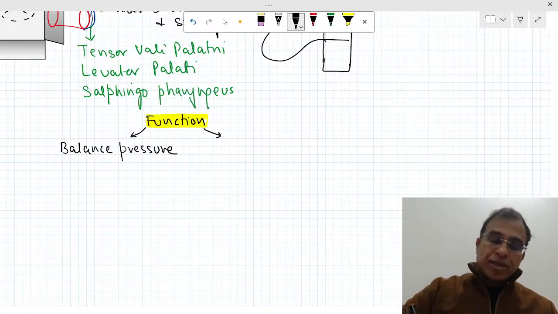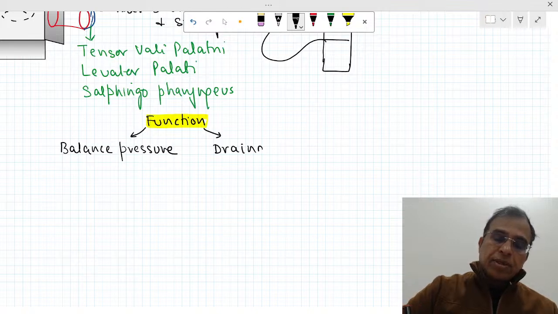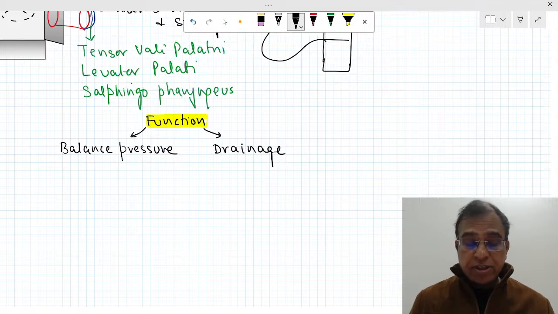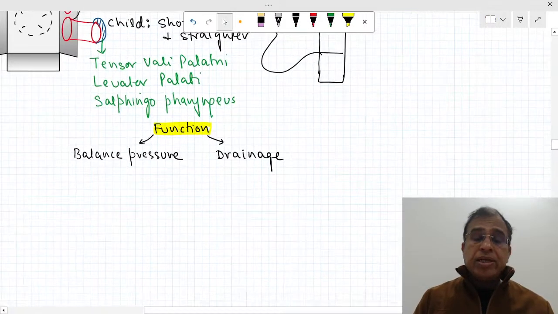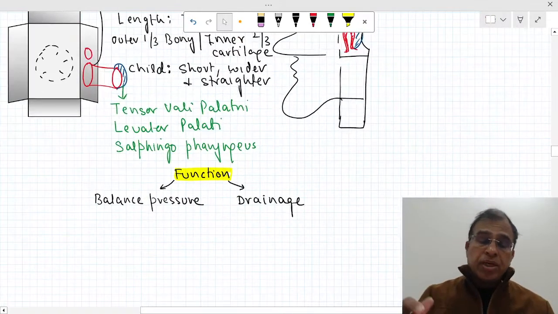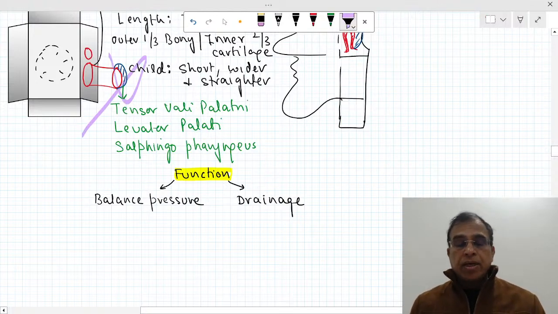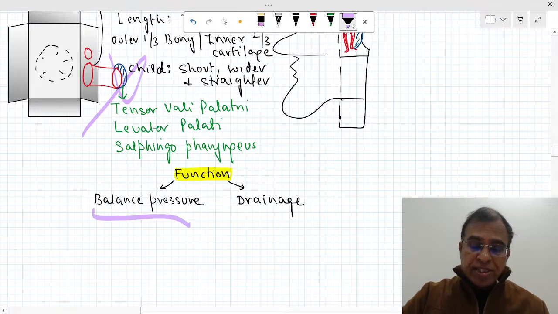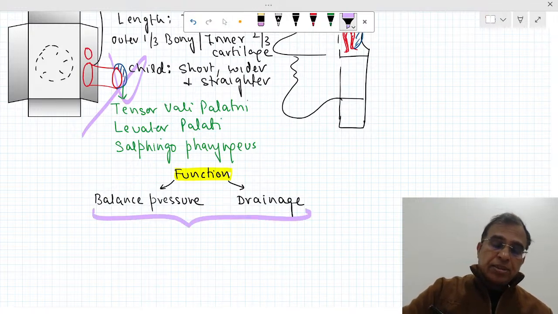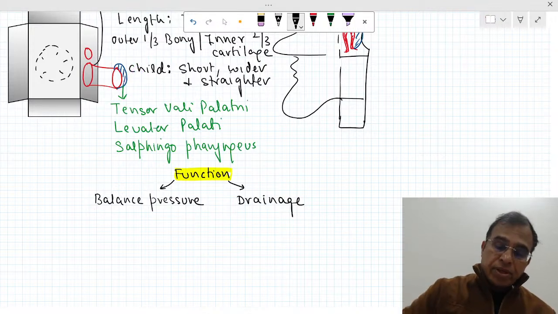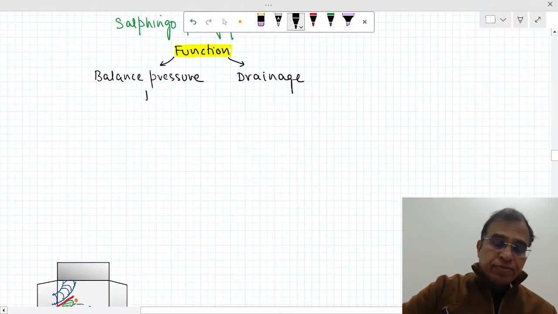And what is the second function? Drainage. Whatever secretion is produced in the middle ear, it comes out of the eustachian tube. So it's a drainage function. And both are very important functions of the eustachian tube. Without these two functions, your middle ear is nearly useless. And I told you, if you remember, it is very common for the eustachian tube to get blocked. And if the eustachian tube gets blocked, both these functions get disturbed. So what will happen when the eustachian tube gets blocked and it cannot function properly? When the balancing of the pressure is disturbed, this causes negative pressure in the middle ear.